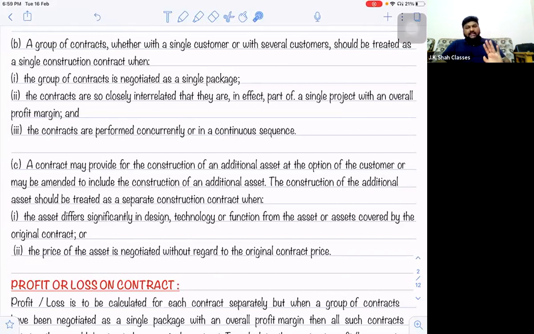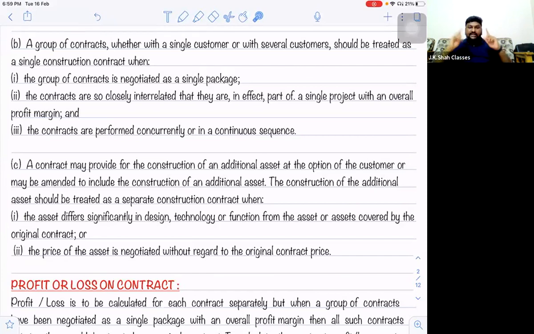But if technically it is the same, meaning it is just an expansion of the existing contract, there is no new asset coming in, only the existing asset is expanded, then in that case the additional asset will not be treated as a separate contract. It will rather be considered as the same construction contract only. I'll give you the best example for this.